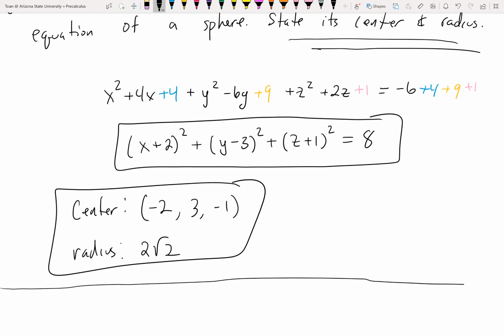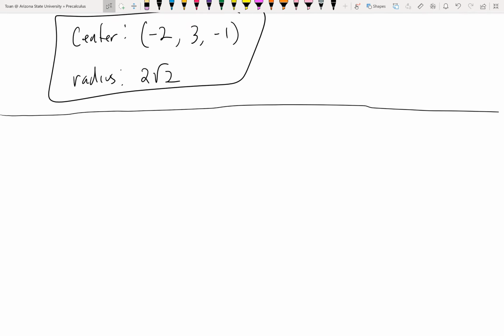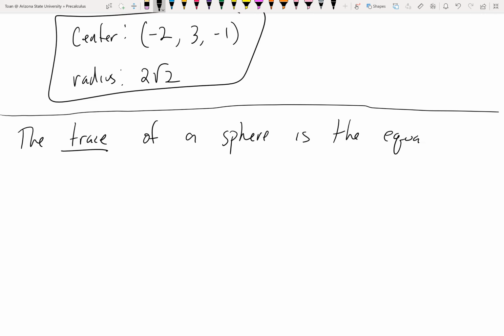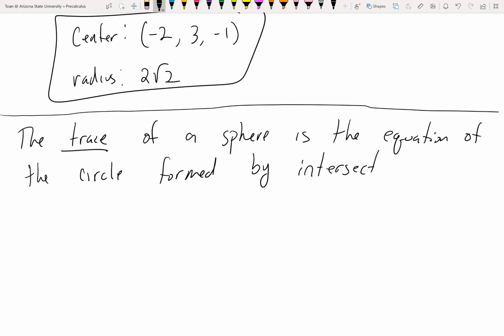So the last lesson goes to find this thing called a trace. So the trace of a sphere is the equation of the circle formed by intersecting a sphere with a plane. And we mean a mathematical plane, not an airplane. That would be bad. You don't want to intersect spheres with aeroplanes.